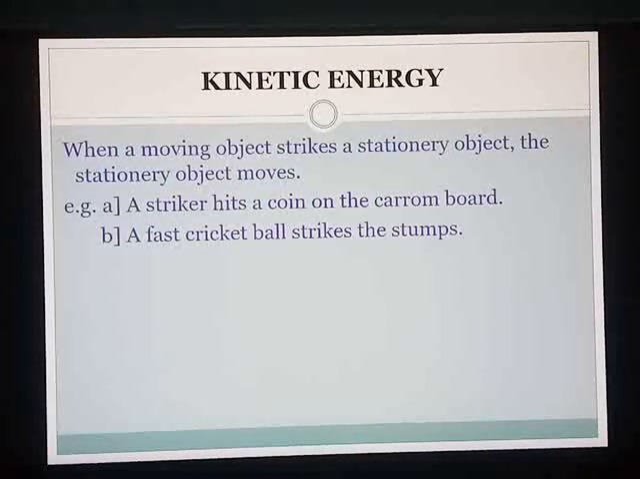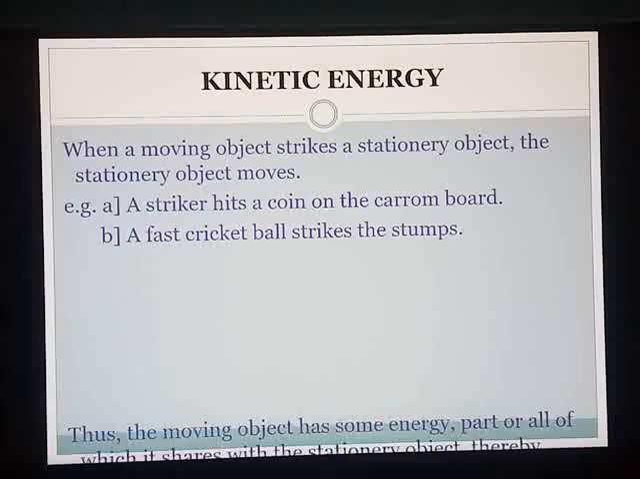due to the movement of the ball, when it hits the stumps, what happens? The stumps are likely to fall down. So all these examples, what do they tell us? They tell us that due to the motion of one object, the other object which is at rest is made to move. The object which is at rest is set into motion.